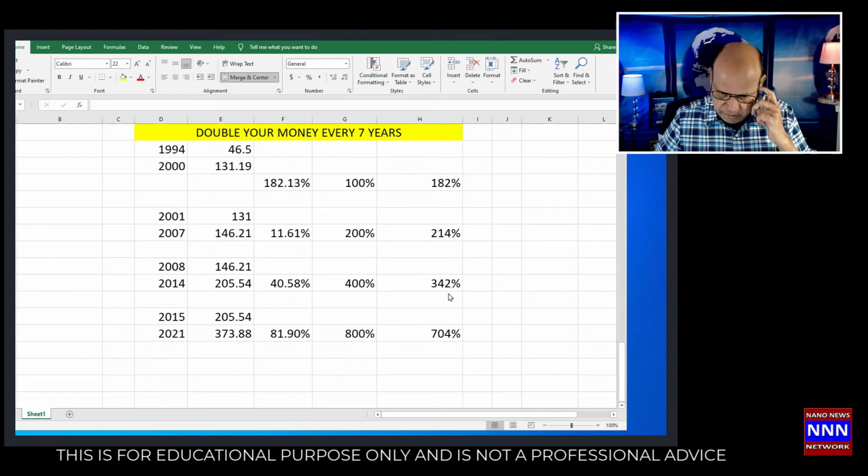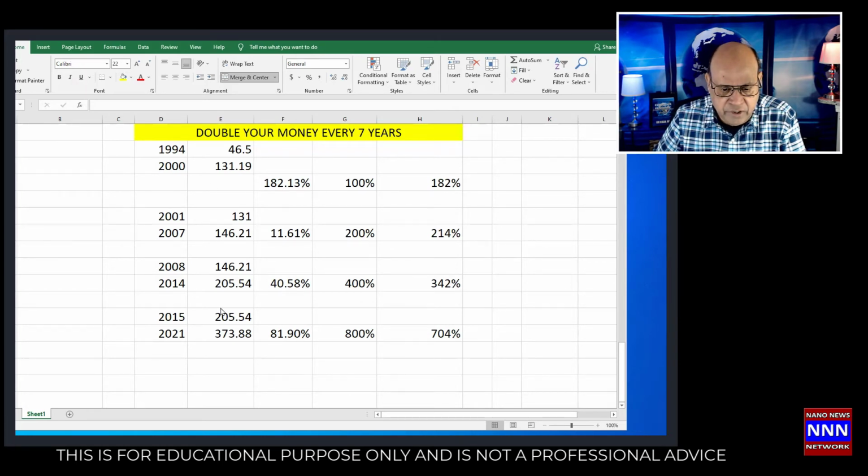Let's go down the timeline here. Now from 2008 to 2014, the gain was only 45.58%. So it was not a 100% gain as the pundits predict. Nonetheless, from 7, 14, 21 years, from 1994, 21 years later, your expectation was 400%, but you made 342% of your base investment. It's not bad. I mean, it could have been worse.